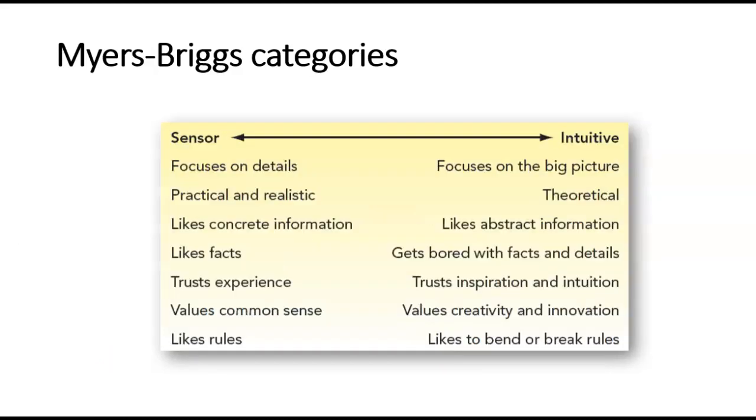Let's go on to the next category, the sensor and intuitive. So the big difference here is the sensors are very focused on the details, very detail-oriented, right? Where intuitives tend to be big picture-oriented, right? They're coming up with the ideas, and then not thinking about all the small little details that go into it. Where our sensors are really looking at each detail one at a time and maybe sometimes losing track of the bigger picture, right?